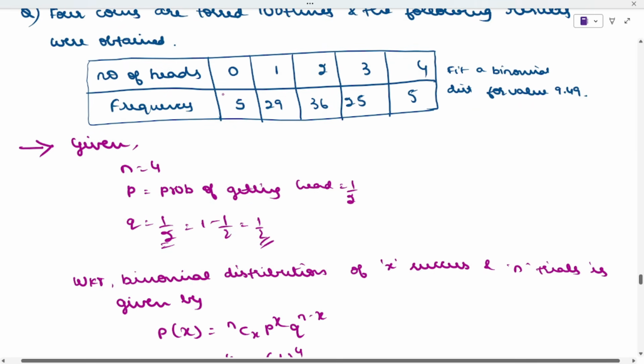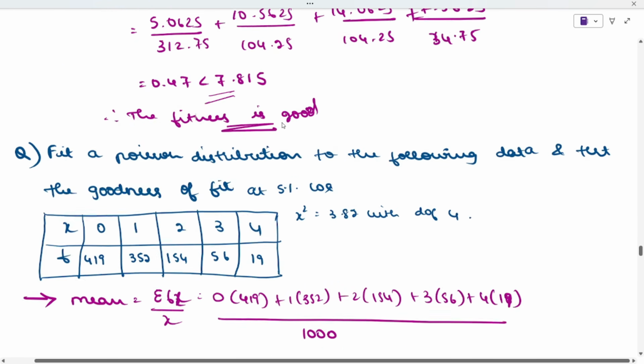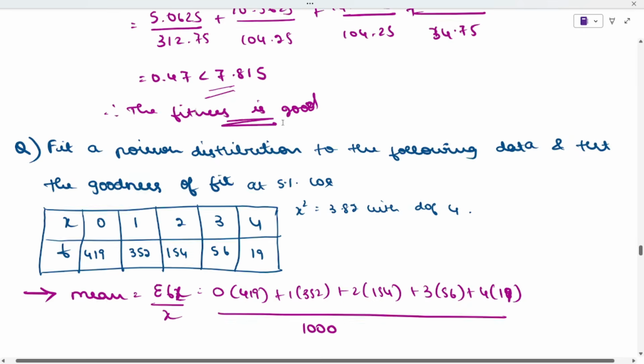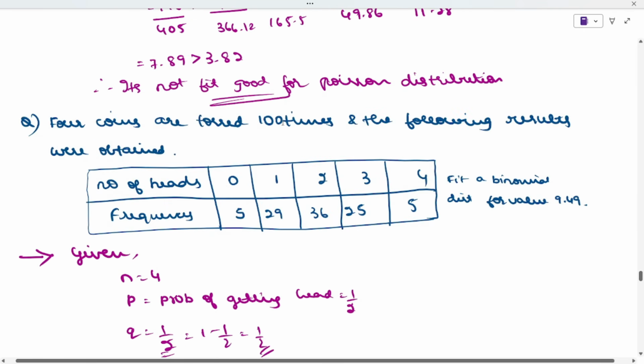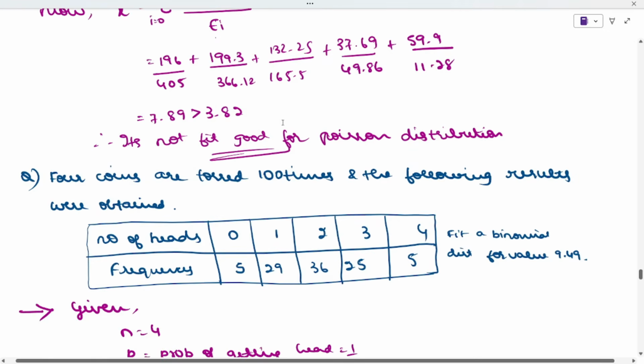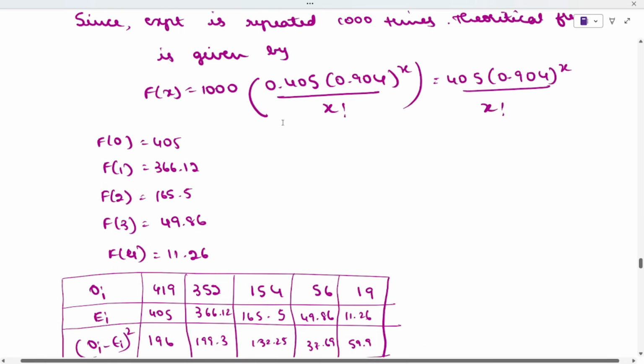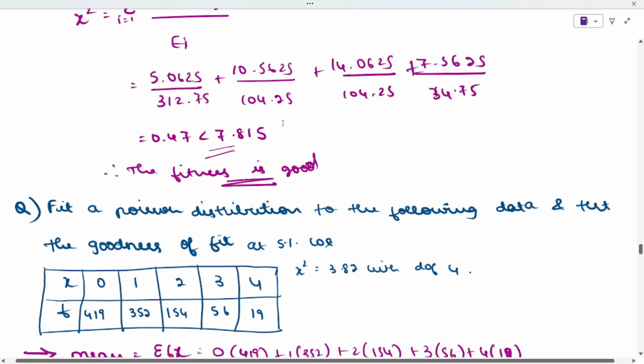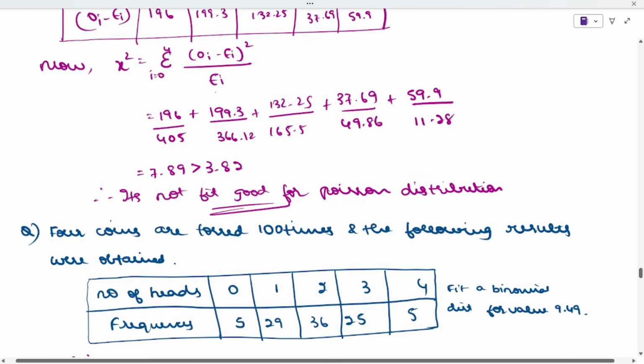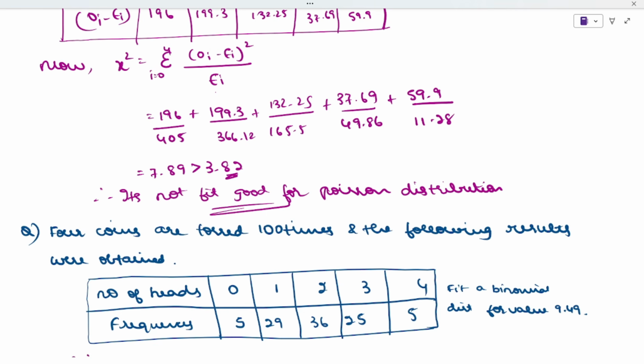That means 4 coins are tossed 100 times. Results are obtained. That is 4 heads. Number of heads are given, and what is the frequency, and fit a binomial. Value is 9.49. See, they have given a value and 3.82, right? You have to compare with the 3.82 value. Okay, what is the obtained value? You have to compare. If you see the question clearly here, they have mentioned 3.82, and here also you compared with 3.82. I hope you got it, but if you have not got it, I repeated that again.